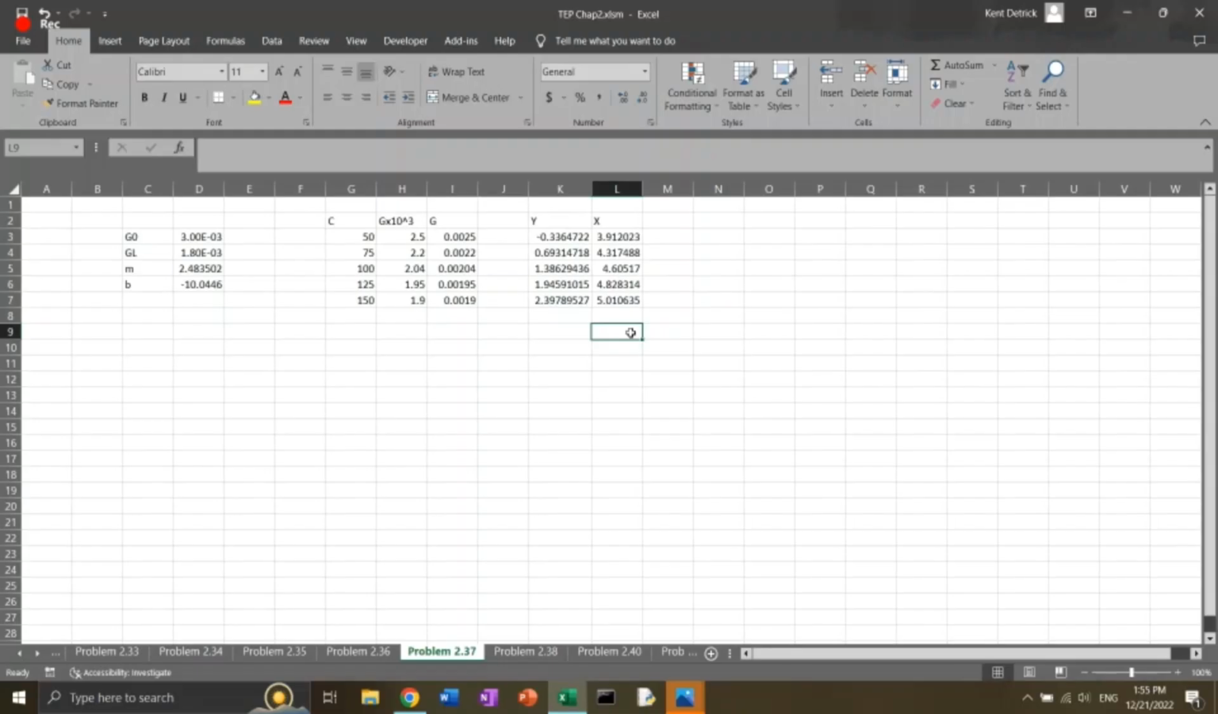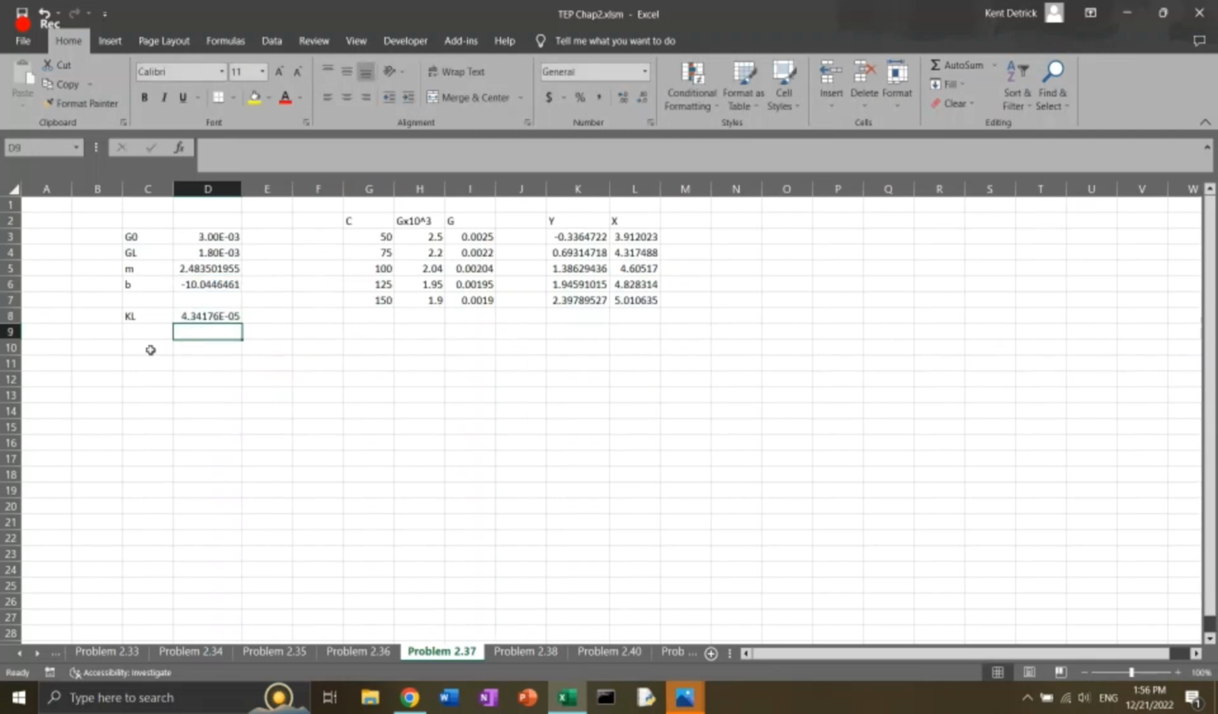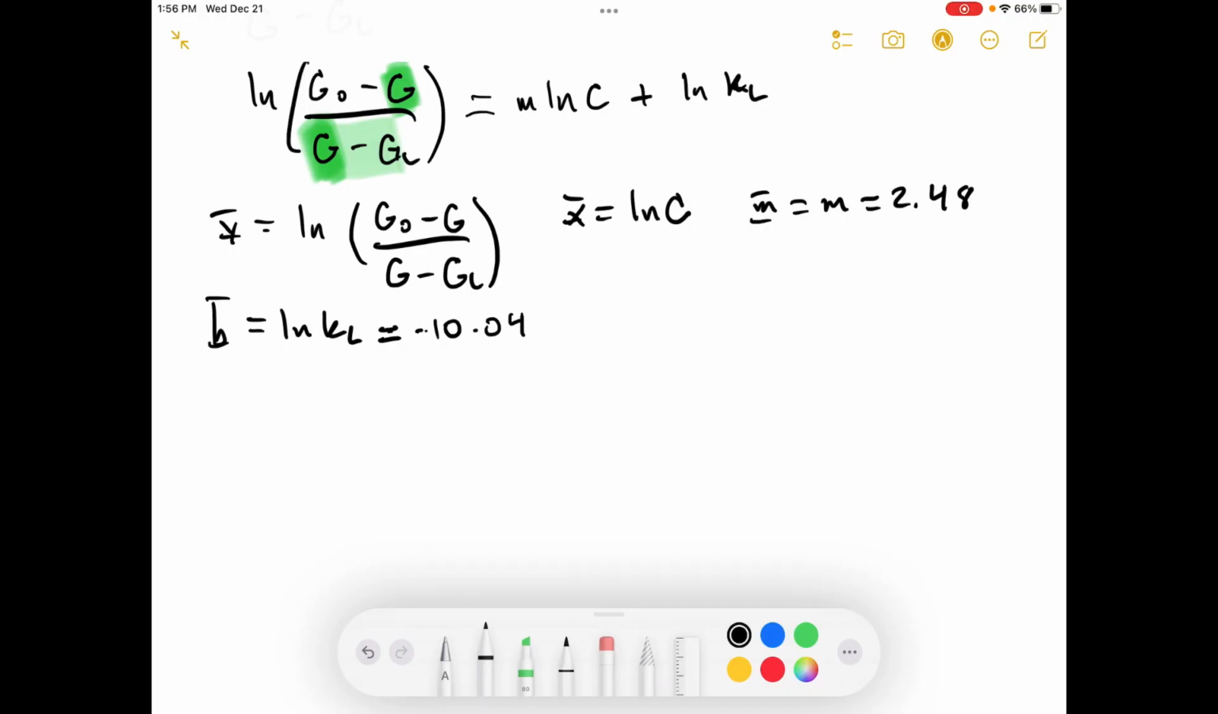Okay, we need to find out what KL is though. And KL is equal to e to the minus 10 power. So now we know what KL is. So that means KL equals 4.34 times 10 to the minus 5.